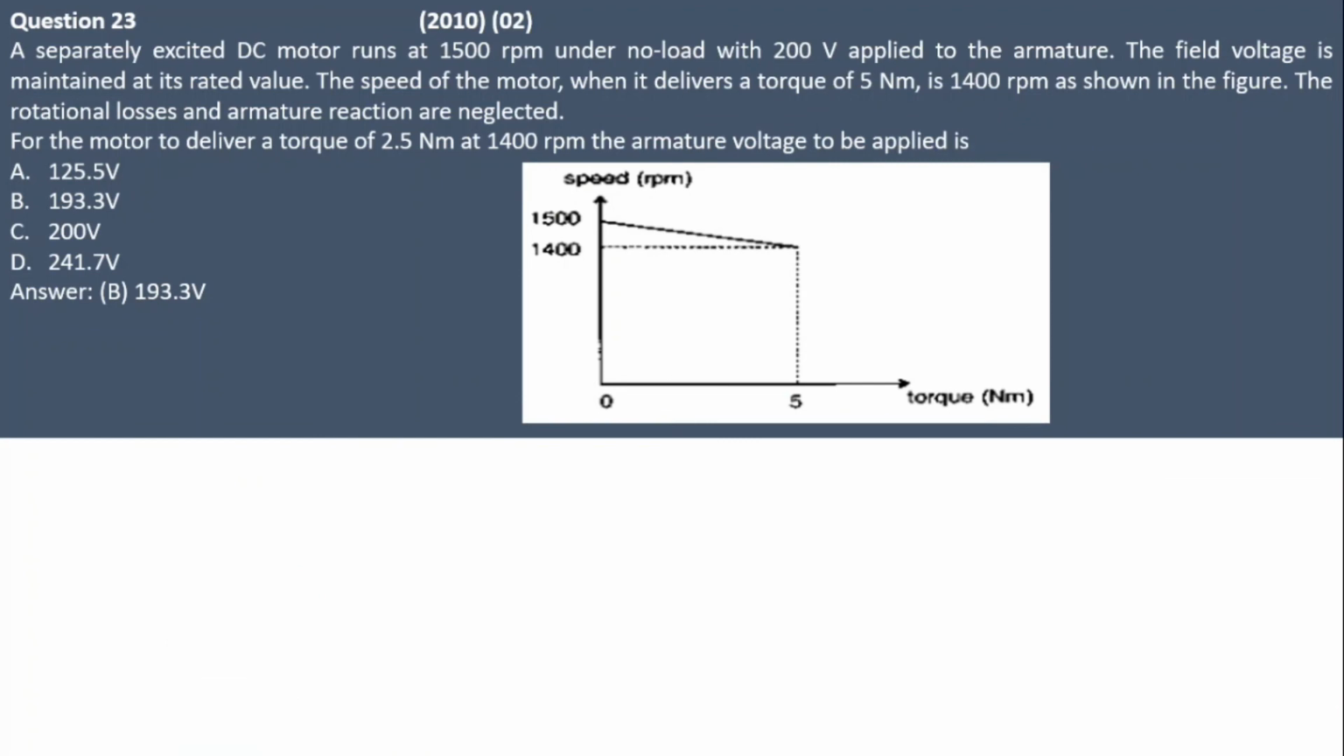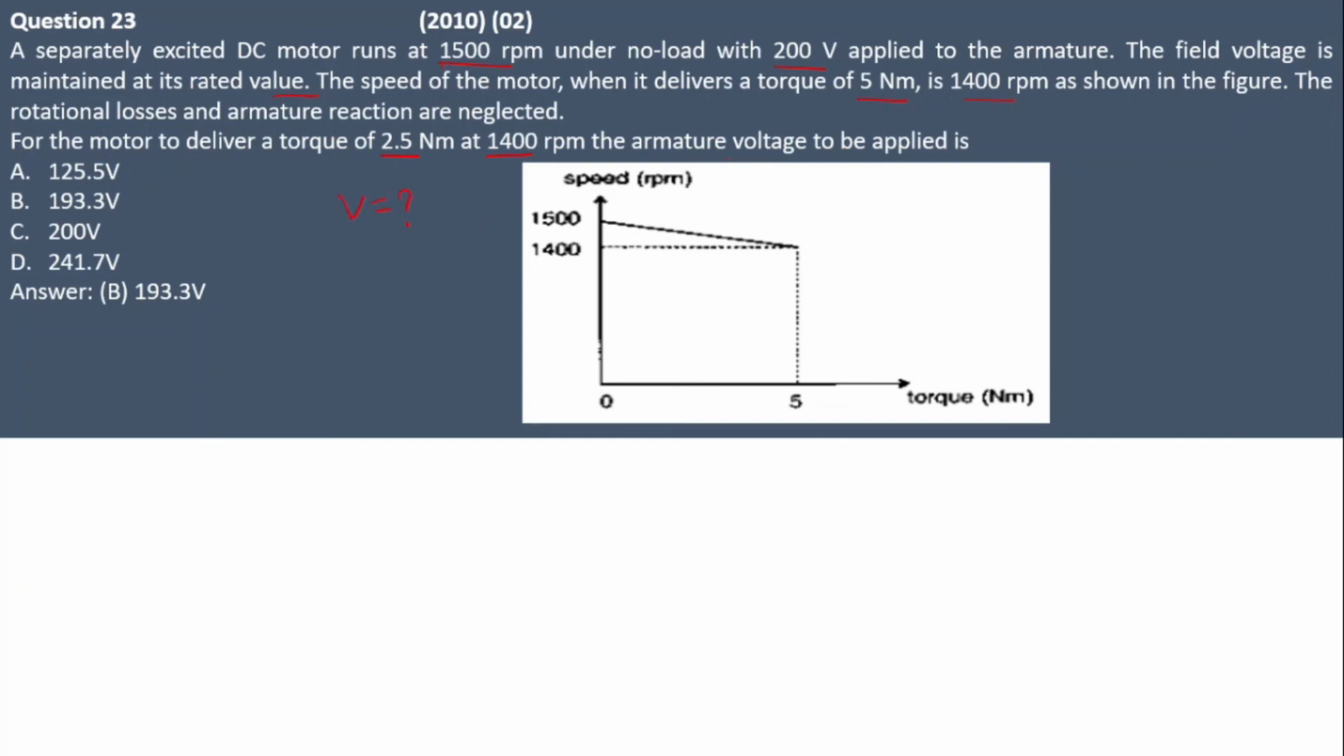Next, a separately excited DC motor runs at 1500 rpm. This is actually the second part of the previous numerical. Under no load with 200 volt applied to the armature, the field voltage is maintained at its rated value. The speed of the motor when it delivers a torque of 5 Newton meter is 1400 rpm. For the motor delivering a torque of 2.5 Newton meter at 1400 rpm, the armature voltage to be applied.